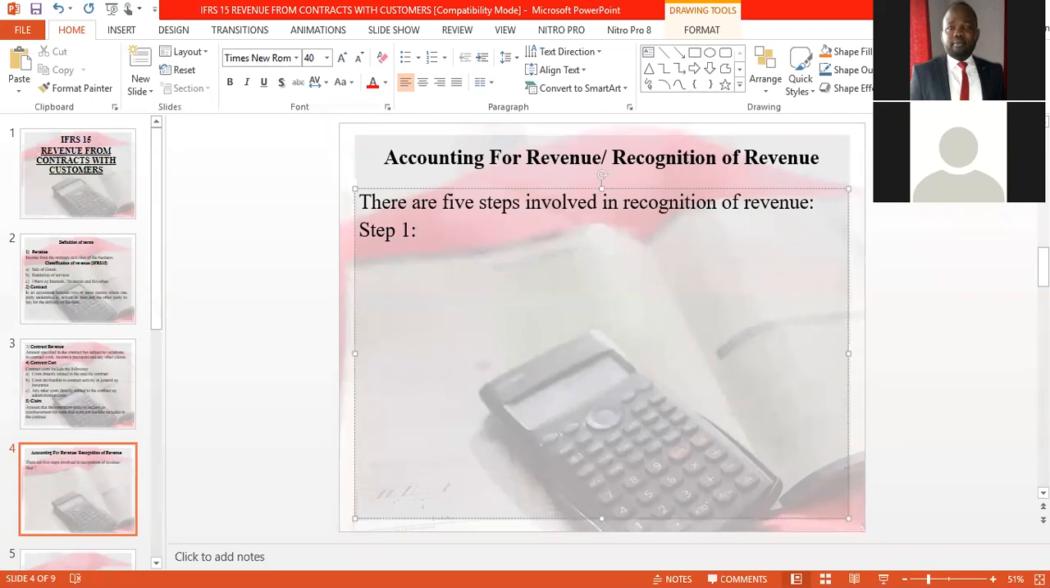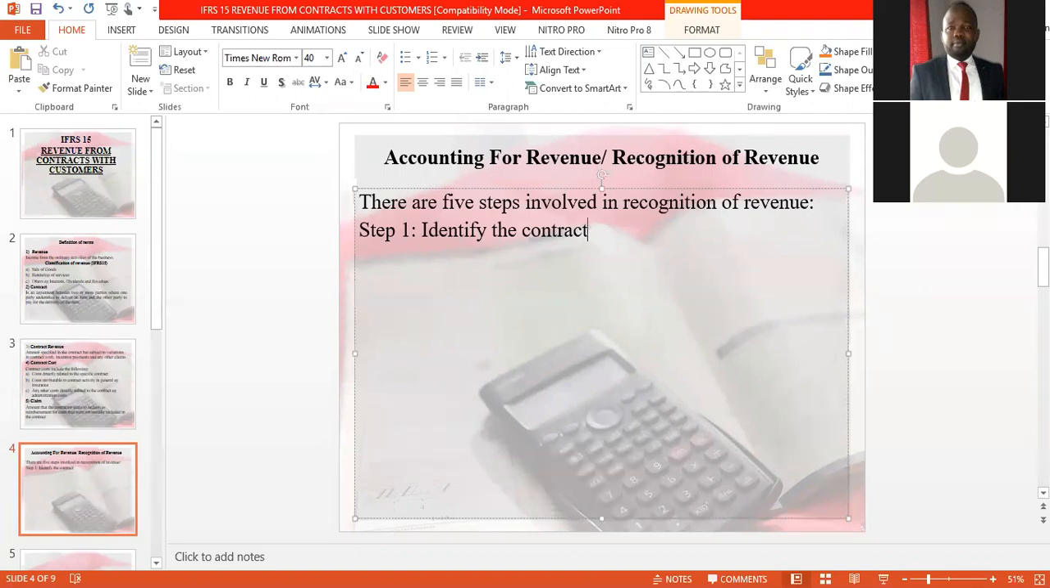So there are 5 steps involved in recognition of revenue. Step 1, identify the contract. Identify the contract. So how do you know that? You determine whether there is a contract in the example you have been given by the examiner.